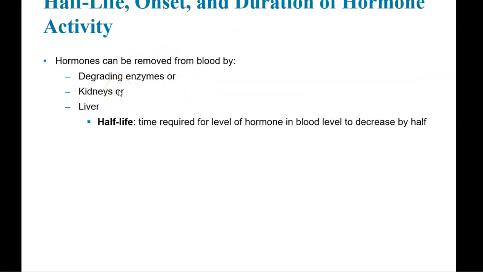How long the hormone stays in the body depends on different things because it can be removed from the blood by either an enzyme or by organs like the kidneys or the liver. The half-life of a hormone is the time that's required for the hormone in the blood to decrease by half. This varies, there's a range in time, so it could be less than a minute or it could be a week that the hormone lasts. It varies depending on the hormone.